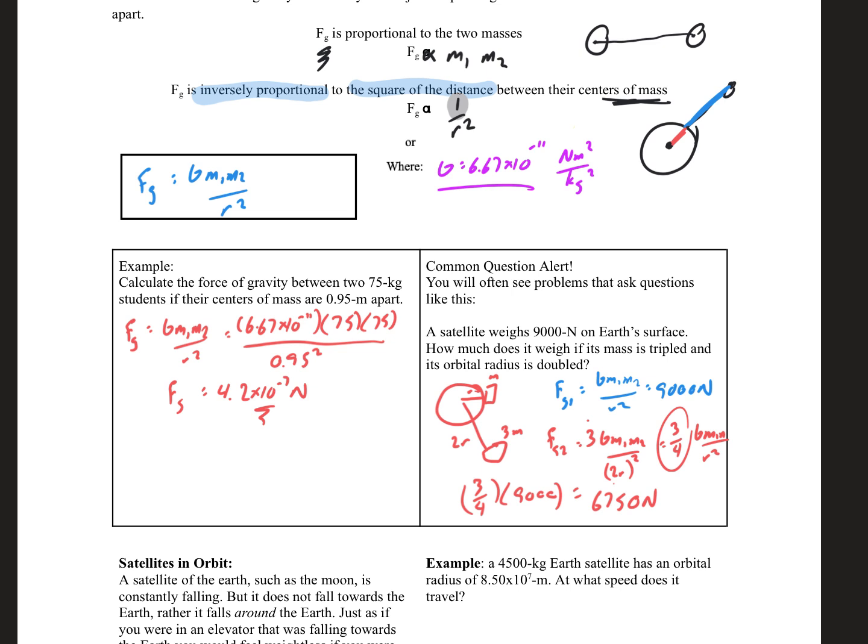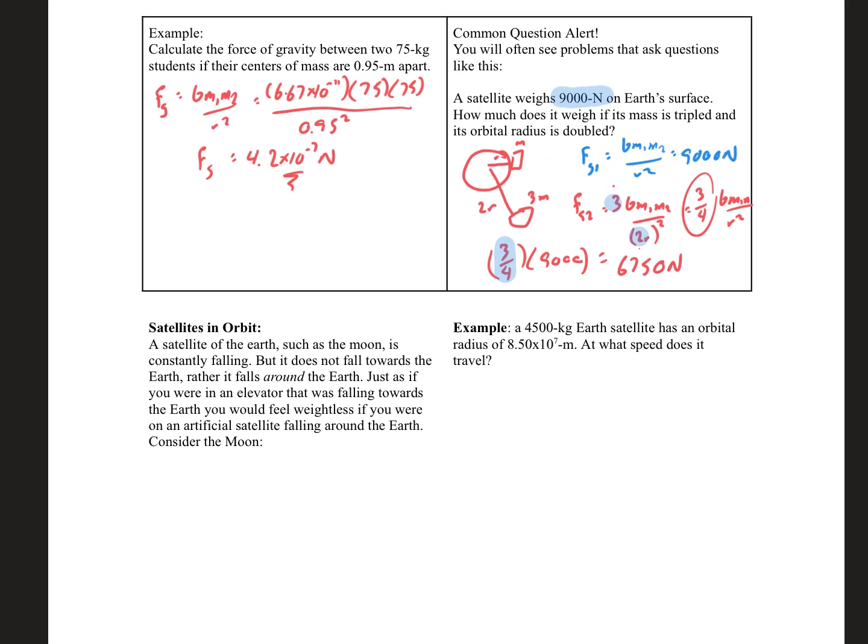All we're really doing is figuring out the ratio based on that 3 and that 2. We just have to make sure we understand that when the radius is doubled, tripled, whatever, we square that, to figure out what this 9,000 newton object would weigh based on the orbital radius doubled and the mass tripled. Remember, the orbital radius is the distance between the two centers of mass. That's what we mean by the orbital radius.